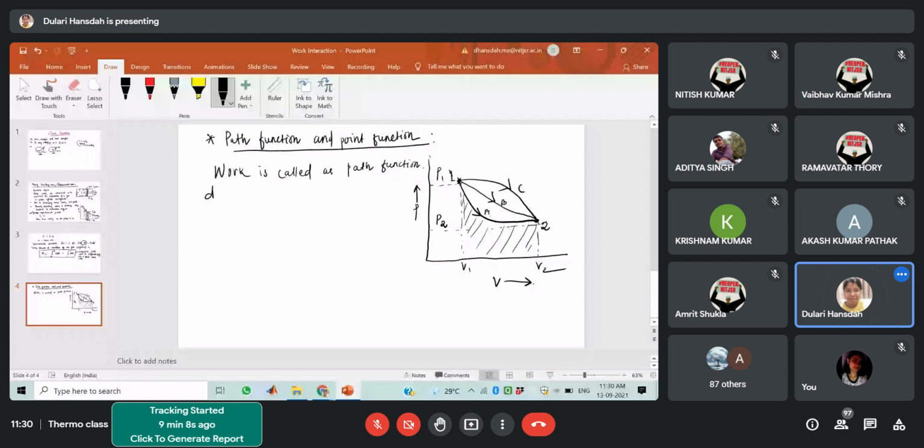By this we can say that work is a path function. So what is the meaning of d-bar W? It is inexact or imperfect.